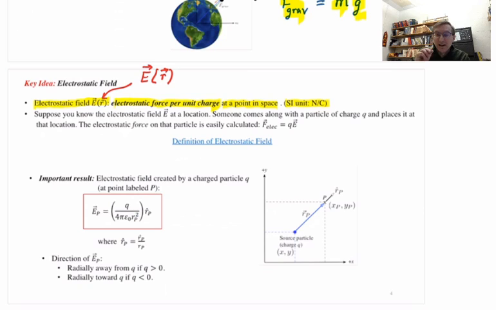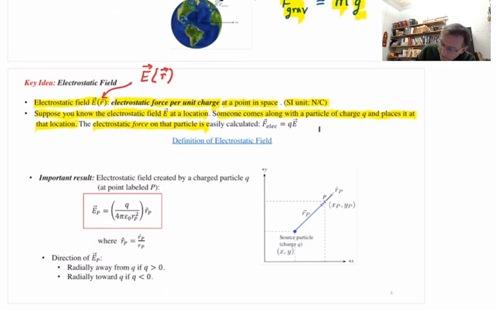Now, just like I talked about in the gravitational case, suppose you already know the electrostatic field E arrow at a location in space. And then someone comes along with their favorite pet particle and they tell you how much charge Q that pet particle has. And they put it at this location. Then I can use the electrostatic field that I already know to calculate the electrostatic force on that pet particle, F electric.